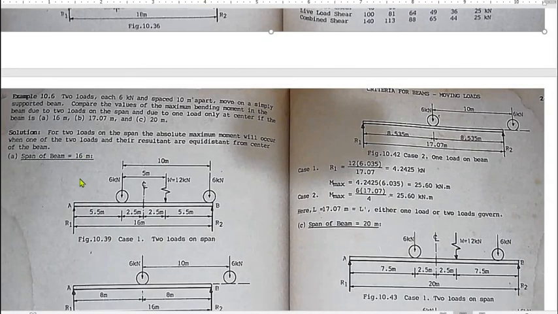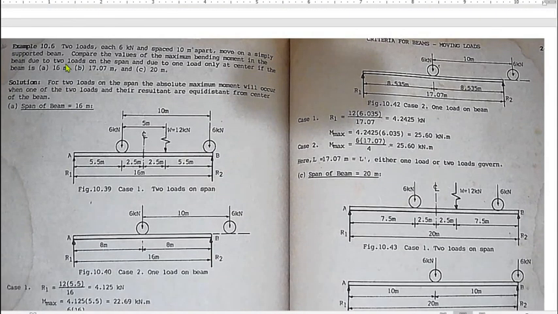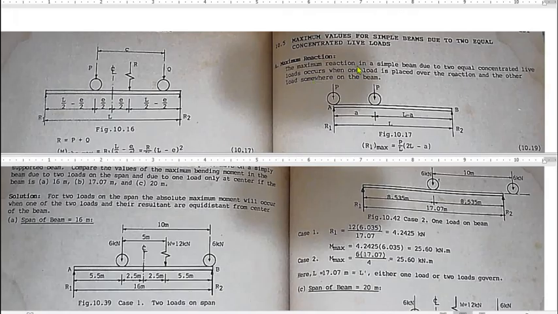Now, let's go to two-wheel loads, which is example 10.6. Two loads, each 6 kilonewton and spaced 10 meters apart. So, equal loads yan, ano? Move on a simply supported beam. Compare the values of the maximum bending moment in the beam due to two loads on the span and due to one load only at center if the beam is A 16 meters, B 17.07, and C 20 meters. So, ang i-compare natin ngayon dito sa equation na yan ay ito. Ayan, no? So, that is section 10.5.